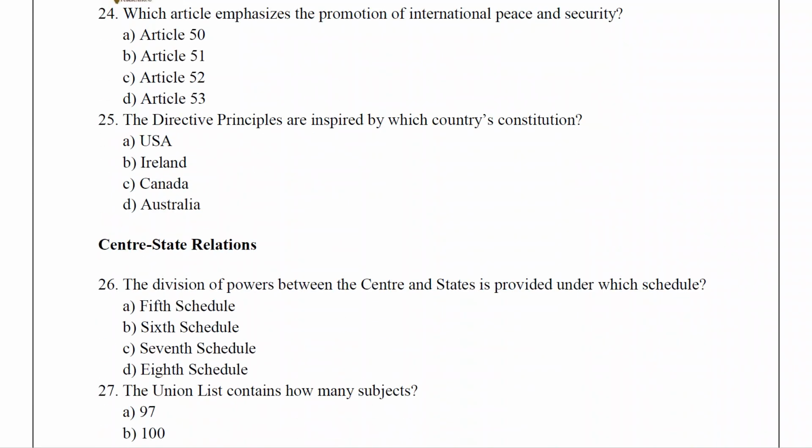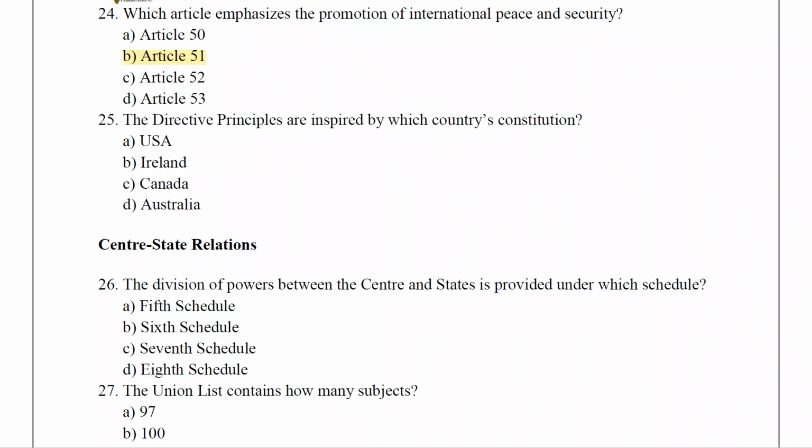Which article emphasizes the promotion of international peace and security? The answer is Article 51. Peace and security, Article 51.